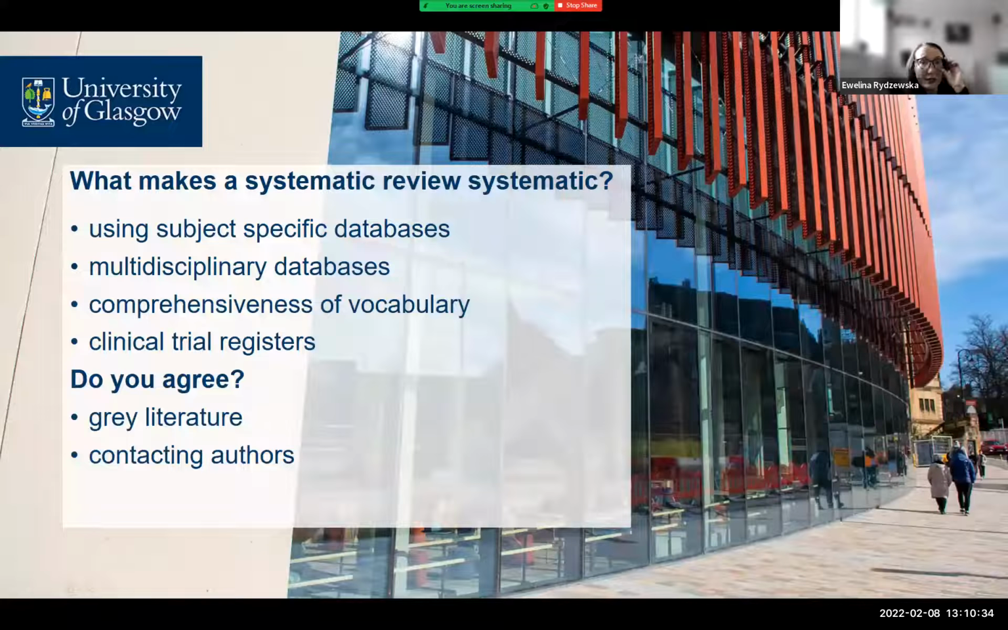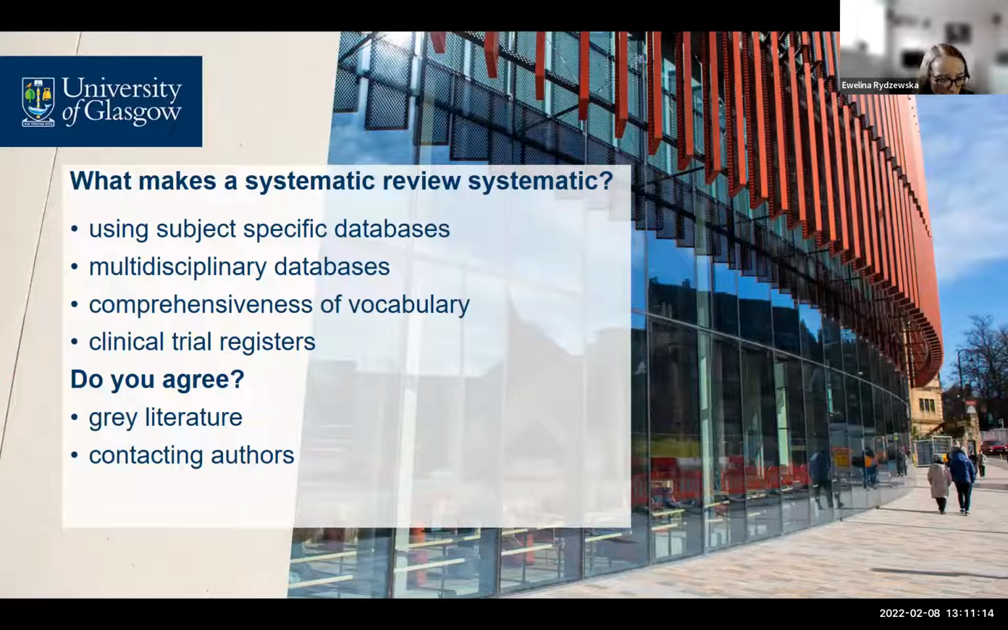Okay, so what makes a systematic review truly systematic? First of all, you do have to include several different databases that you will be searching in your systematic review. At least, I would say 3, if not 4 or 5, depending on the subject and the topic of your review questions. And these have to be subject specific. If you go to the library web pages, you can search for databases by name, but also by subject. That helps you find those that might be specific to your subject.